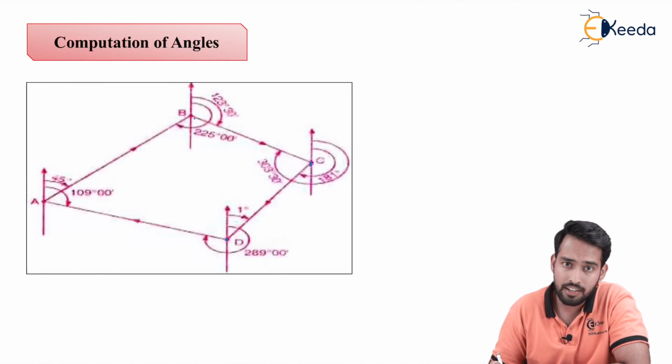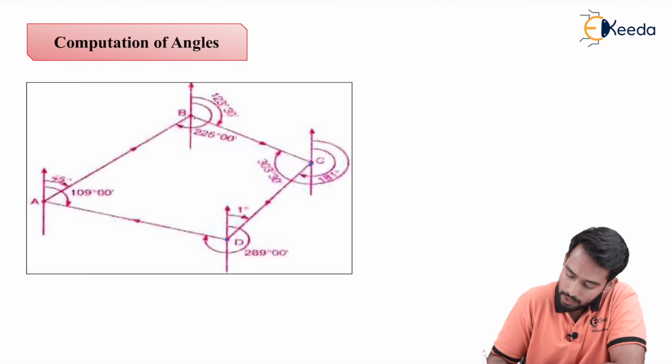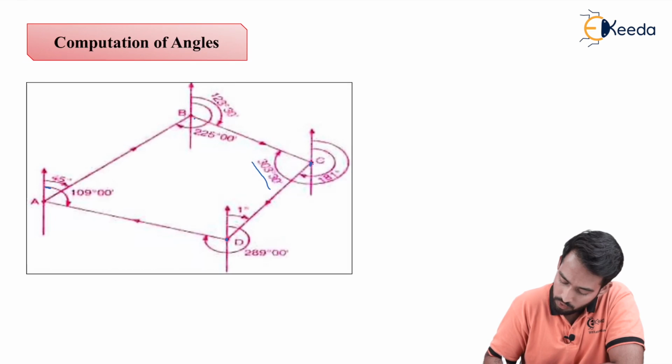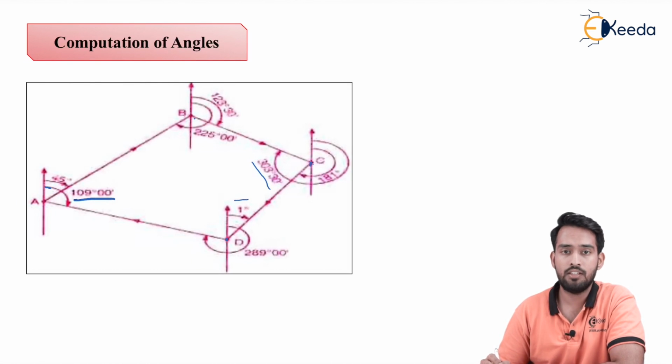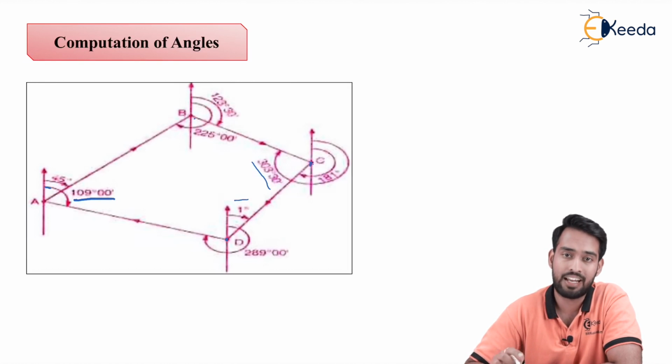Now, the next part is to mark backbearings also. Backbearing of BA is 225 degrees. Backbearing of CB is 330 degrees. Then backbearing of DA is 109 degrees and backbearing of DC is just 1 degree. So likewise, we have to mark the forebearing and backbearing after drawing the traverse. Now, by using this forebearing and backbearing, we have to calculate the interior angles.